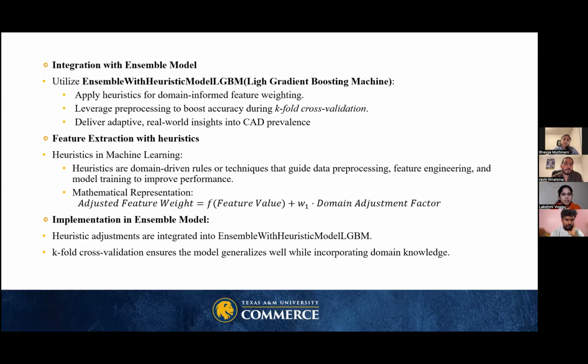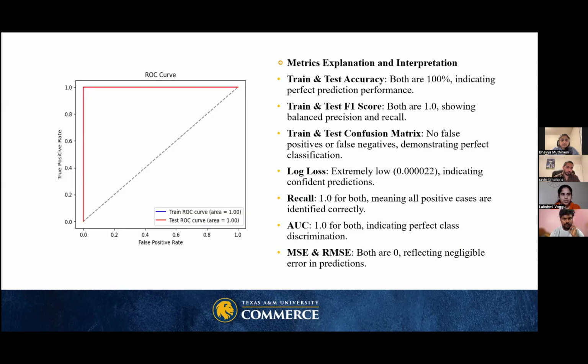The mathematical representation for this will be: adjusted feature weight equals feature value plus W1 times the domain-adjusted factor. And coming to the implementation in the ensemble model, heuristic adjustments are integrated into the ensemble with heuristic model. K-fold cross-validation ensures the model generalizes well while incorporating domain knowledge.